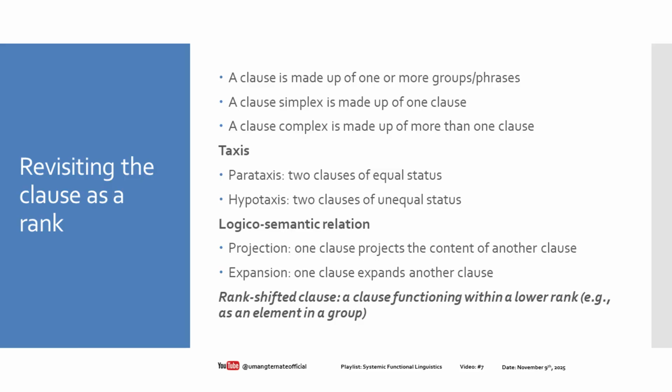Just like the example I mentioned, we can join two clauses with equal status, like two main clauses. This is called parataxis. If the clause complex consists of two clauses with unequal status, like a main and a subordinate clause, it is called hypotaxis.